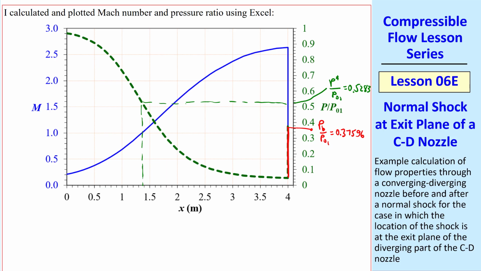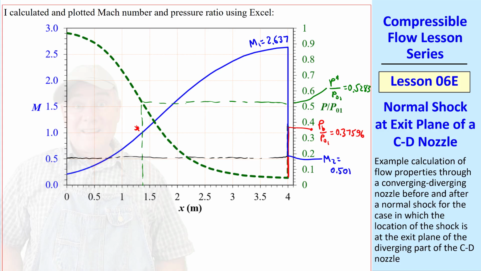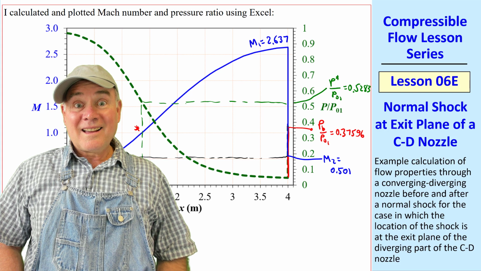Meanwhile, the Mach number is 0 in the tank, then rapidly rises to 1 at the throat, and then supersonically to M1 equal 2.637 just before the shock. Across the shock, the Mach number drops to just above 0.5, and I hid my curve under here, but it goes to M2 of 0.501.